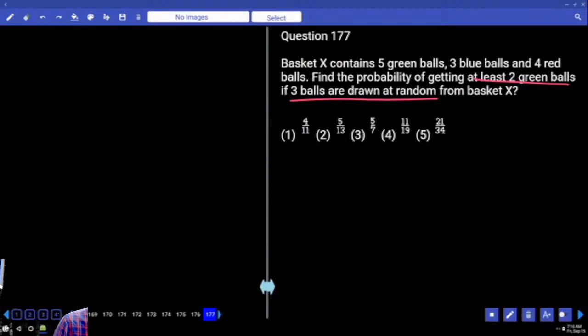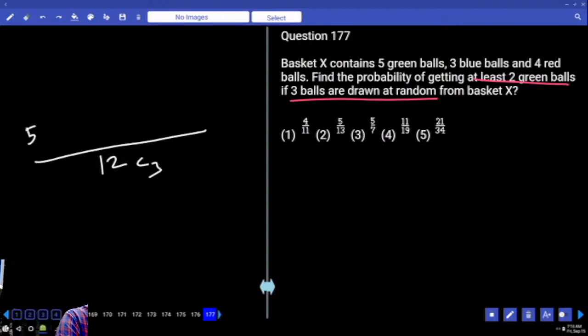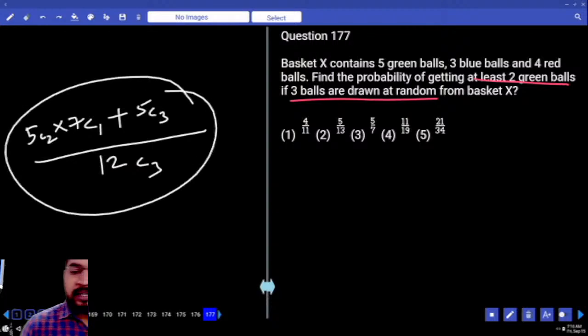First of all, how many balls are there? Total 12 balls, so 12C3. Are you clear or not? At least 2 green balls is nothing but 5C2, and the remaining 1 ball from either color, 7C1. At least 2 green, maybe 3 from green also, 5C3. So try to calculate this value. How much does it come to? Will you calculate?